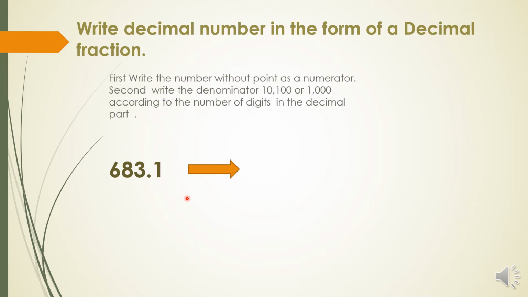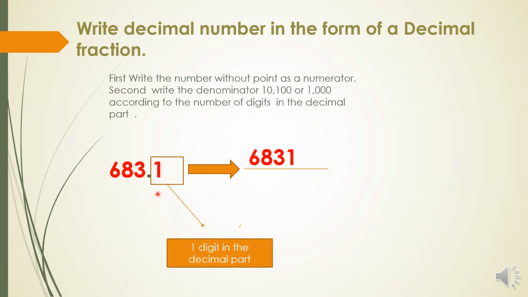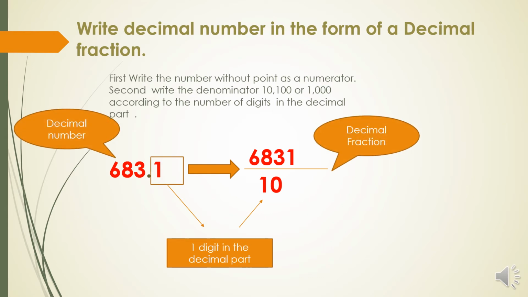First of all, we have to take this number as it is without the point and I will put it in the numerator. Over, in the denominator, we have to count how many digits after the point you have. One digit. Excellent. Then we have to put over 10, because we have one digit after the point. We have to see 1 0 beside the one here. This is the decimal number and this is the decimal fraction.